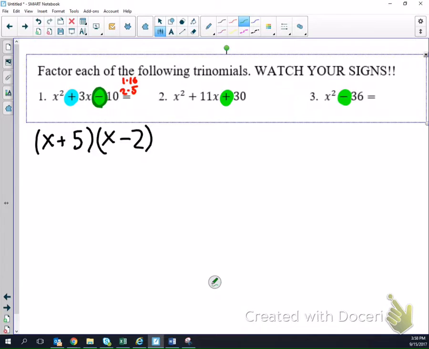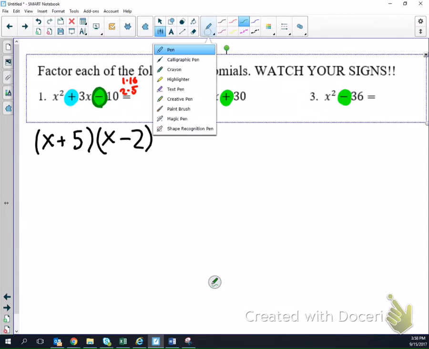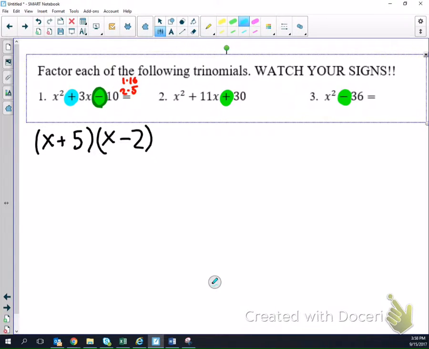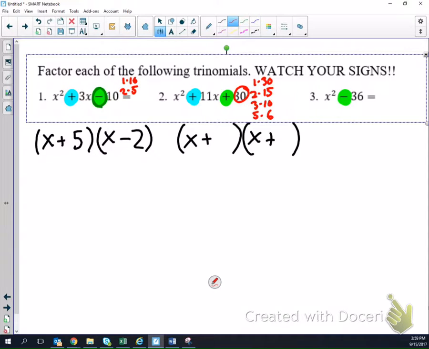Okay, so now with this next one, we have got a positive. Both are going to be the same. We also notice that right here, that's also a positive, meaning that both are going to be adding. So I can set this up right now. Plus, plus, x, x. Now factoring on the factors of 30, so 1 and 30, 2 and 15, 3 and 10, 5 and 6.